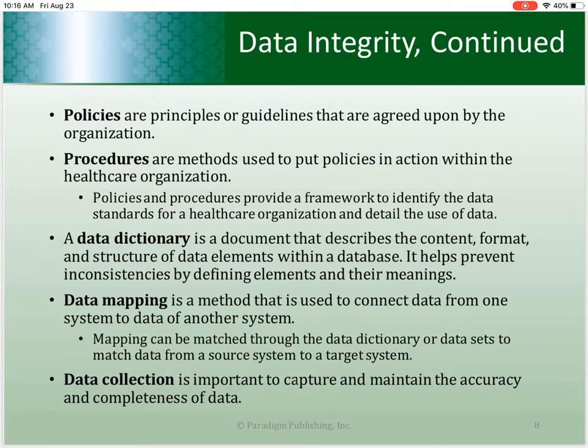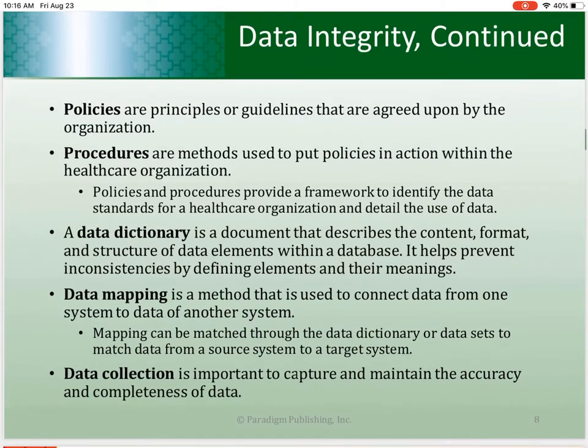Common data elements that may be found in a data dictionary include the data field name, definition, the data type, format, field size, and the data values. And you can look at figure 10.1 at the bottom of 271 and get an example of what a data dictionary table looks like.